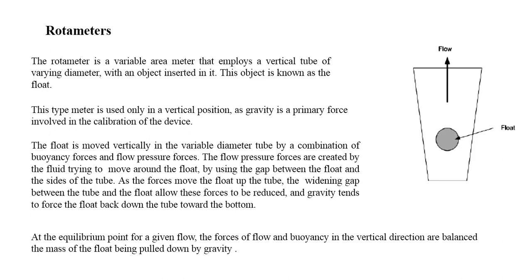As the force moves the float up the tube, widening the gap between the tube and the float, the forces are reduced, and gravity tends to force the float back toward the bottom of the tube. At equilibrium for a given flow rate, the forces of flow and buoyancy act in the vertical direction and are balanced by the mass of the float, which is being pulled by gravity. So, this is how the rotameter works.